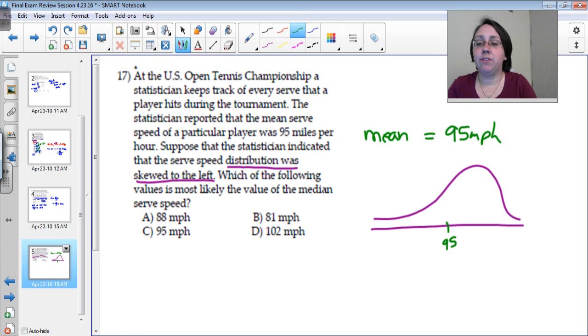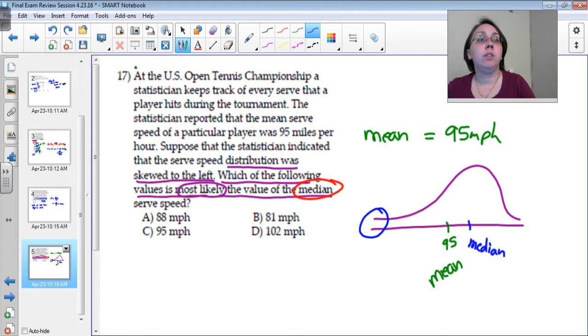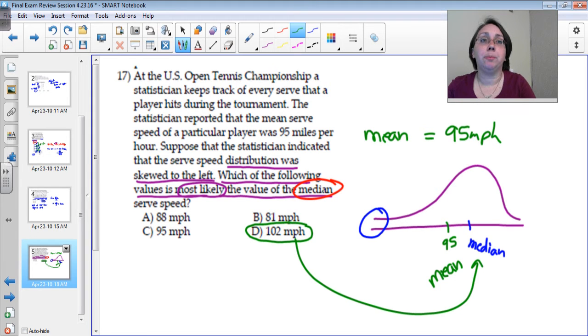Does anybody remember when you're left skewed, which of the following values is most likely the value of the median? So if this is your mean, where would your median be in relation to the mean? To the right. Anybody remember why? It's the middle number. Both of these are technically middles, but the mean is affected by extreme values. You have an extreme value pulling the mean more to the left. The median is not affected by extremes. Now, what do you now know the median has to be? More than 95. So that's how you find your answer, and therefore it has to be 102. It's the only one that's bigger than your mean.